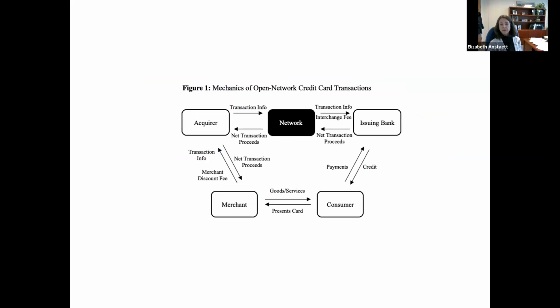And so I do have this diagram. When you look at this, on the left, it says the acquirer, and it could say the acquiring bank, because the acquirer must be a bank. On the other side, we see the issuing bank, obviously a bank. So the issuing bank is the bank that issues the credit card. In this case, it's to a consumer.